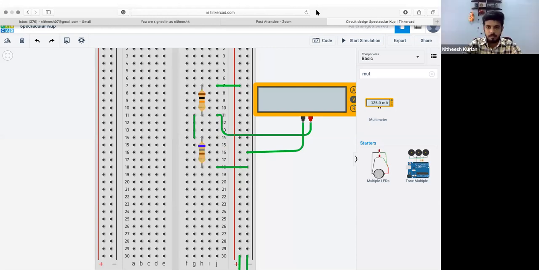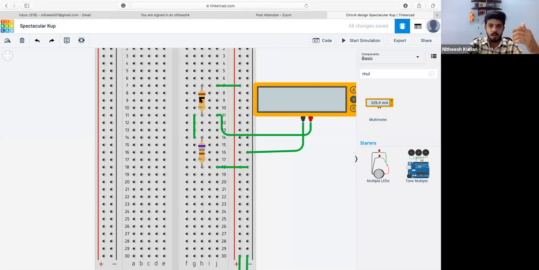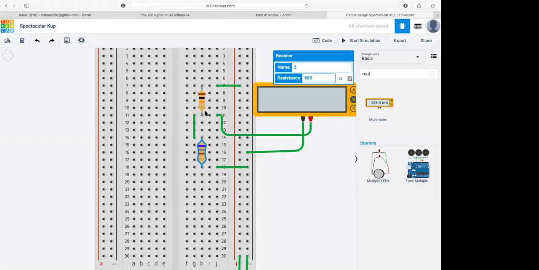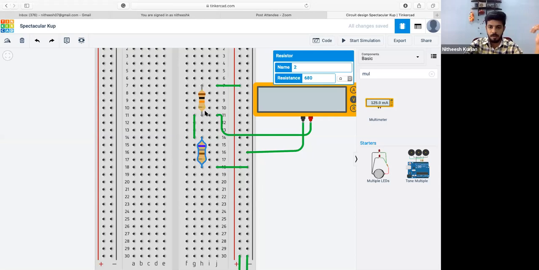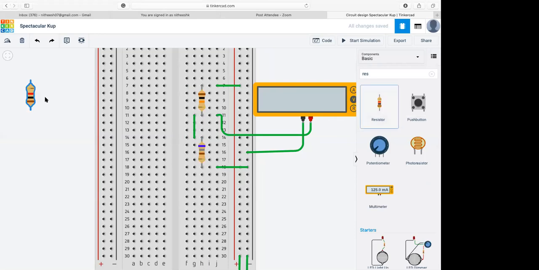That means we have to find the resistance of the resistor. Resistance is already known. This is 10 kilo ohm and this is 680 ohm. And total voltage is already known, 9 volt. We have to find out the voltage across 680 ohm. The total voltage given to these two resistances is 9 volt. What is the configuration of these two resistors? Are they connected in series or parallel? I think they are connected in series. Yes, they are connected in series.